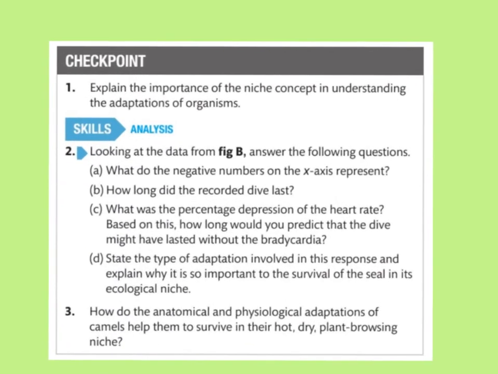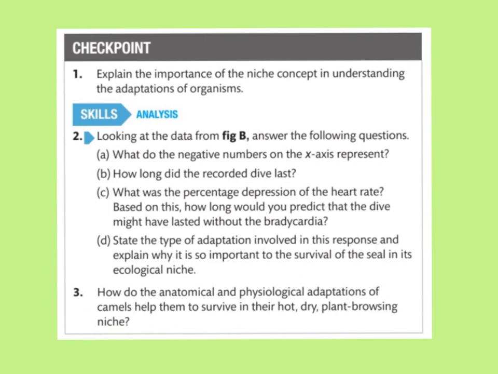Now let's solve the checkpoint questions. Question 1: explain the importance of the niche concept in understanding the adaptation of organisms. How to answer this question? A niche is the way an organism lives, including what it eats, whether it moves, and so on. In order for the animal to be successful, the animal should be able to grow and produce offspring. The organism needs to be well adapted to the conditions around it, and therefore its niche, so that it can find food and have a mate.